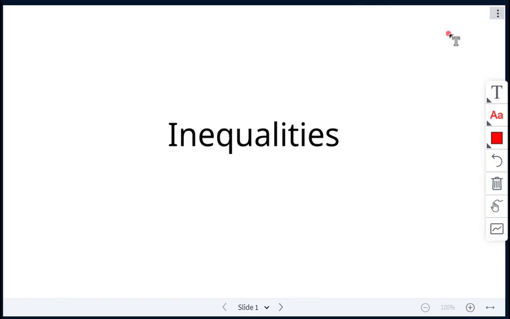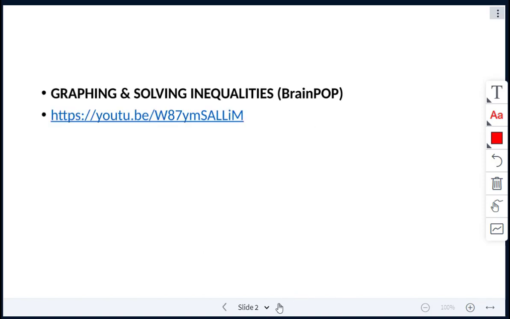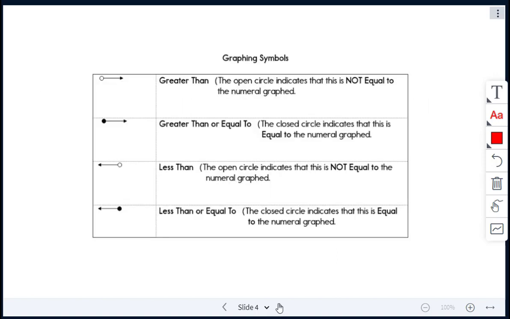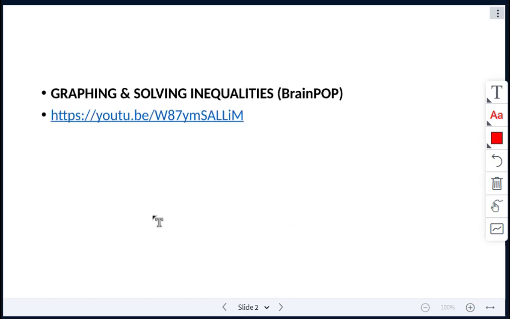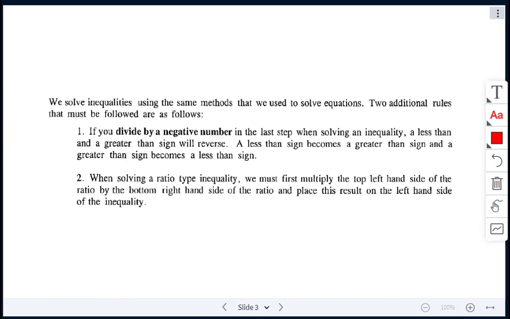Okay, today's lesson we are looking at inequalities. So what are inequalities? When we are looking at inequalities, we are looking at our greater than or equal to sign, less than, and less than or equal to sign. So I have a quick video to show on graphing and solving inequalities, and then we'll take a look at some examples.